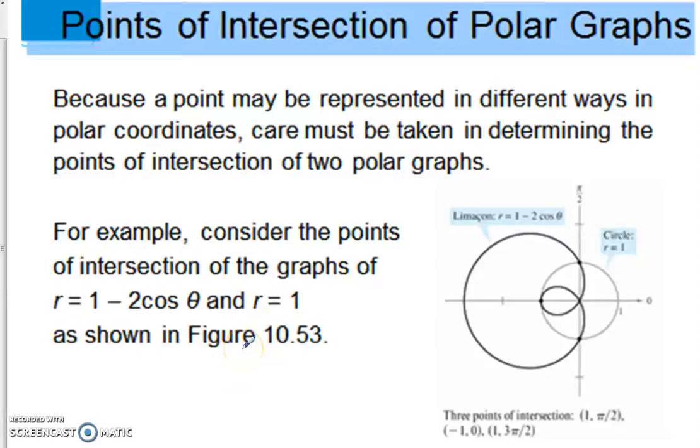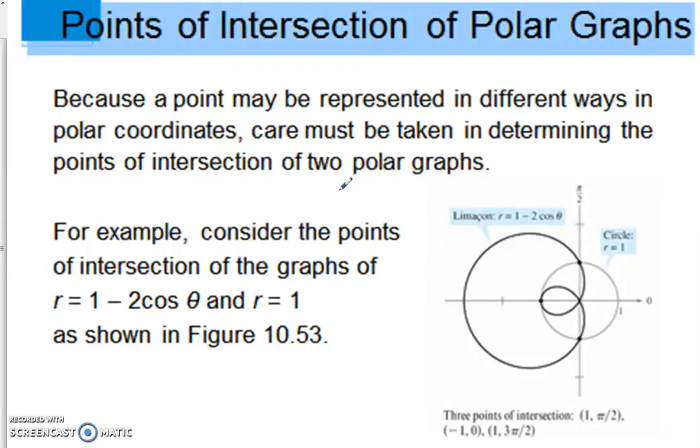Hi everybody. Today we're looking at points of intersection of polar graphs. Because a point may be represented in different ways in polar coordinates, care must be taken to determine the points of intersection of two polar graphs. You know, in rectangular coordinates we simply set the two equations equal, solve, and figure out what point or points these two curves have in common.